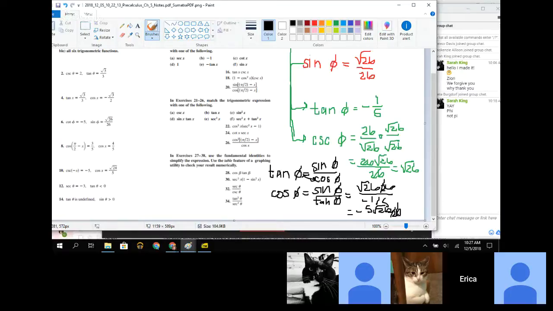And then to find the secant, you're just going to flip that and solve it. So the secant, if you're doing it, ends up being negative square root of 26 over 5.